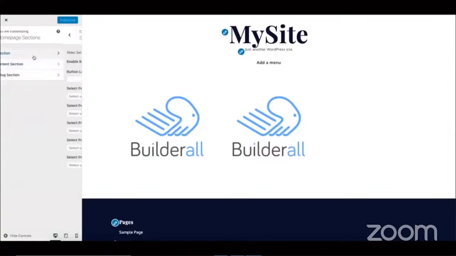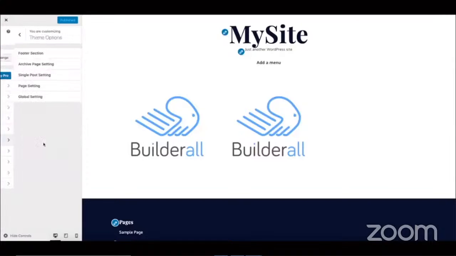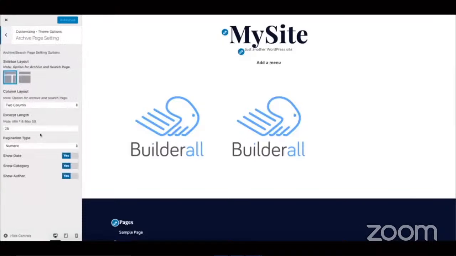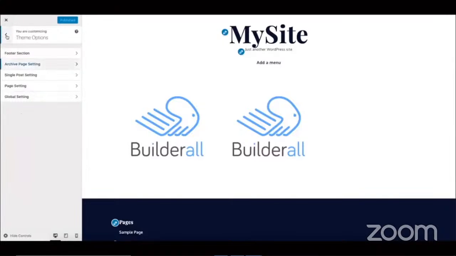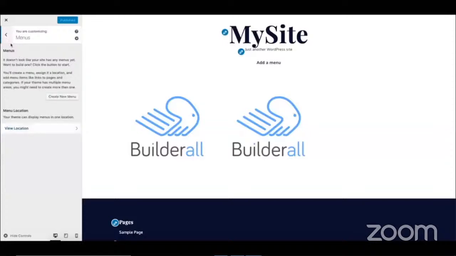So for example, slider section if you wanted to have a slider section, hero content section if you want to have a hero content section, and the latest block section as well. Theme options, you're going to have the footer section and all of these below. You can edit them by clicking over here and you will see the content in them, and if you want to add them, you can change them. It is pretty self-explanatory. You can also edit the menus if you want.